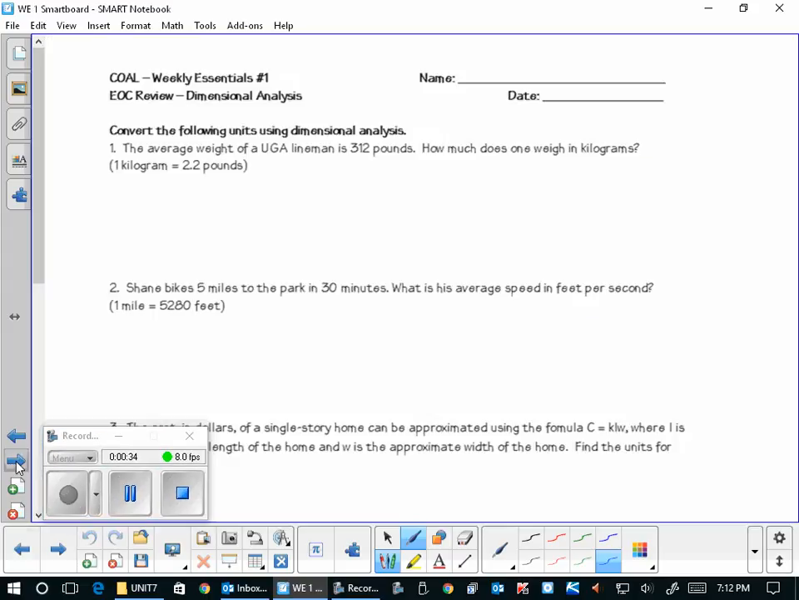So let's look at these few problems. It's dimensional analysis, so we're doing conversions here. The average weight of a UGA lineman is 312 pounds. How much does one weigh in kilograms?